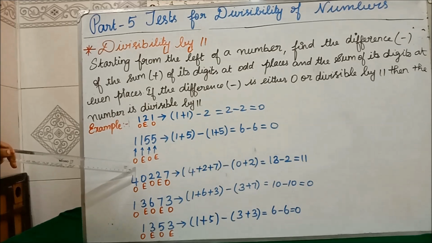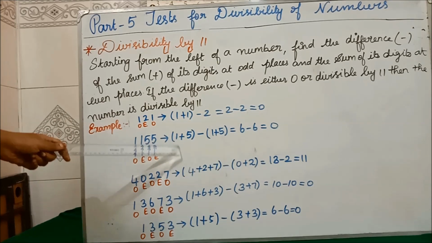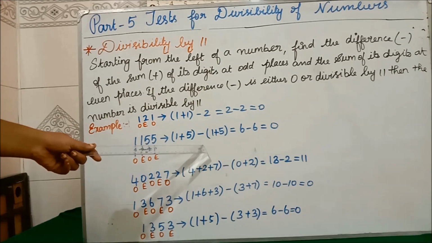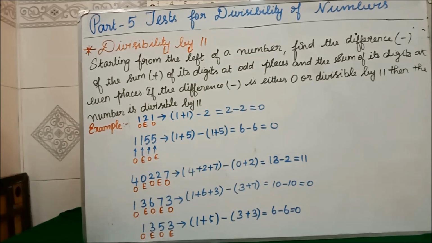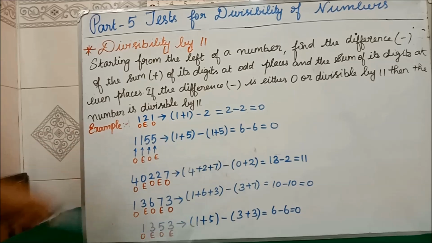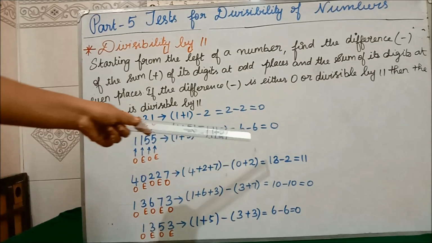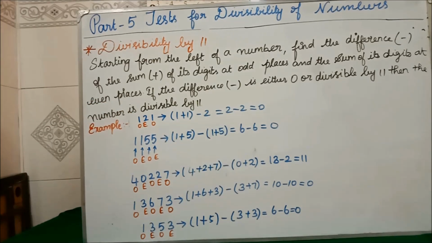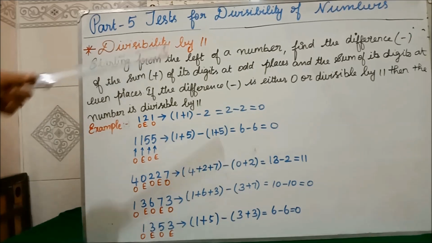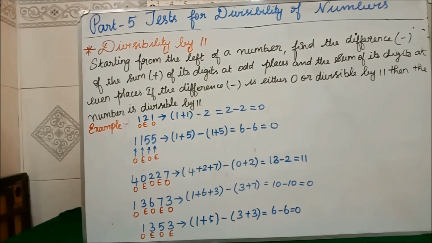See here. I have written here O where 1 and 5. So I have added 1 plus 5. In between I have to subtract. Then wherever I have written E, 1 plus 5 again. So I am adding. 1 plus 5 is what? 6 minus 6 is 0. 0 comes means what? It is divisible by 5. So it is divisible by 11. So 1155 is what? Divisible by 11. Clear all of you?